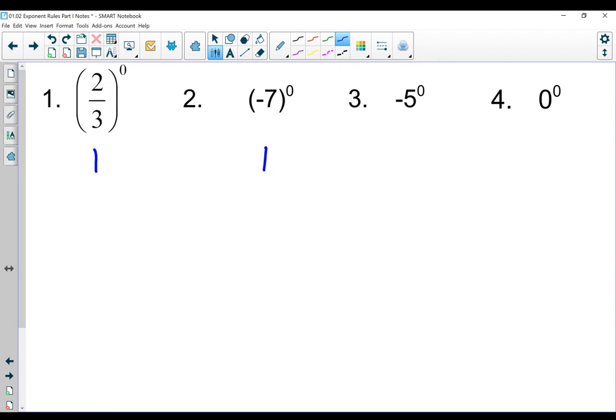3, I don't have parentheses. So I have to remember order of operations. I would do parentheses and then exponents and then multiplication and division, and then adding and subtracting. So first I would do this exponent part. 5 to the 0 power will be 1. Then I would do the multiplication part, and I'm essentially multiplying by that negative sign. So because this one did not have that minus sign included in parentheses, it turns out to be a -1. Number 4 is referring back to that property that we just learned, and we know that 0 to the 0 power is undefined.